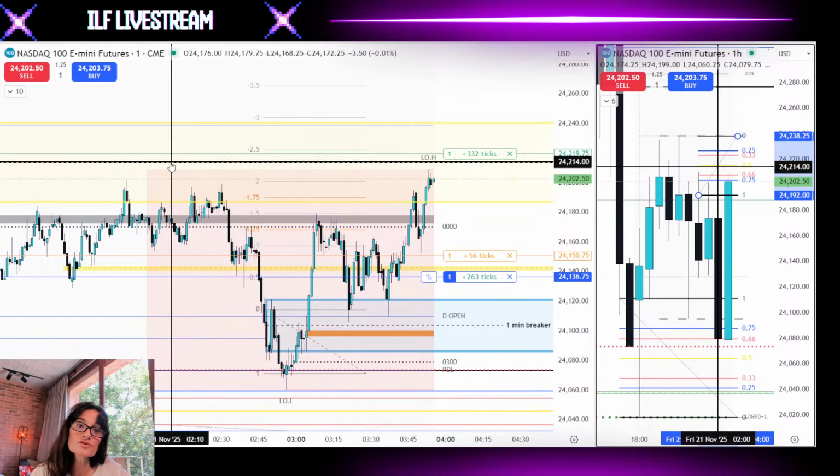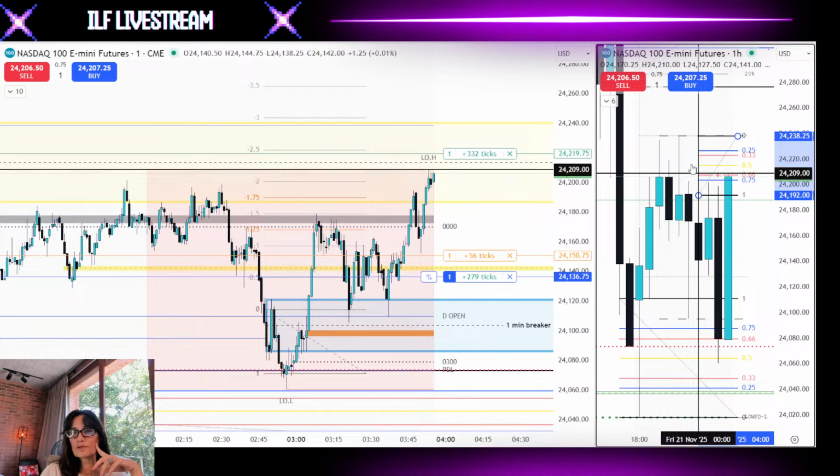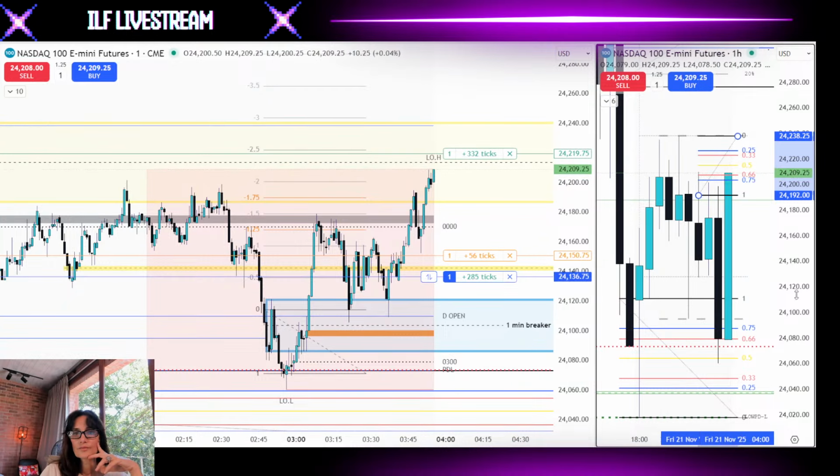So that's the midpoint. There's also the midpoint of that fair value gap, the 15-minute fair value gap, which is exactly also the midpoint of this wick. There we go.